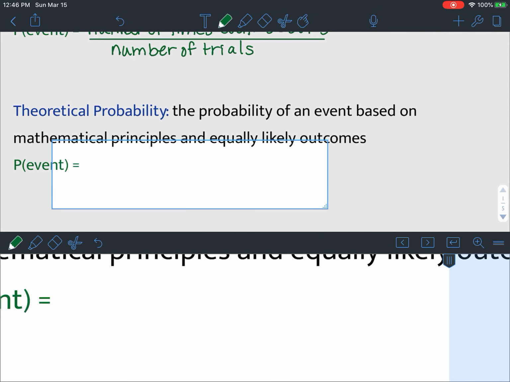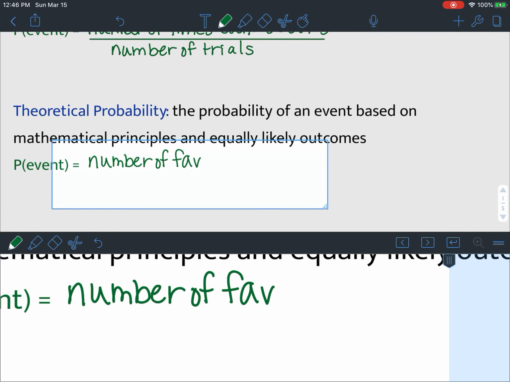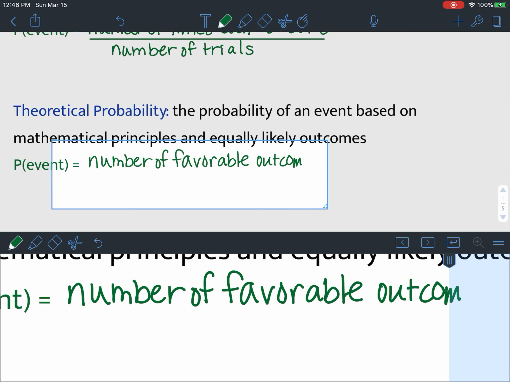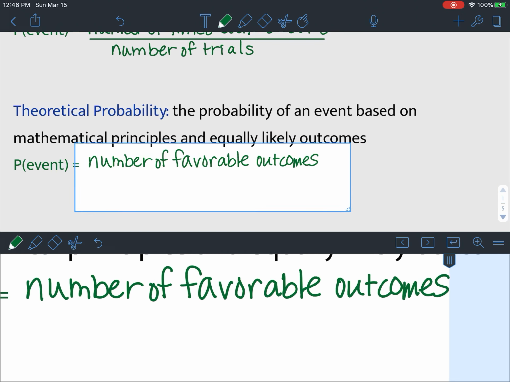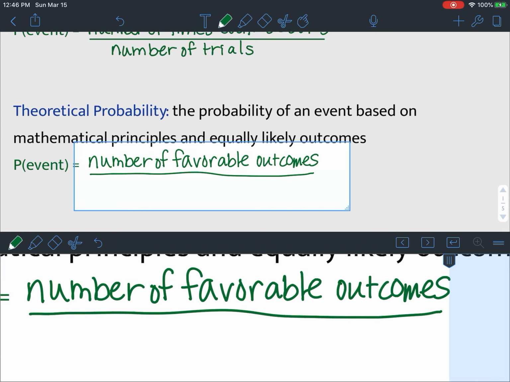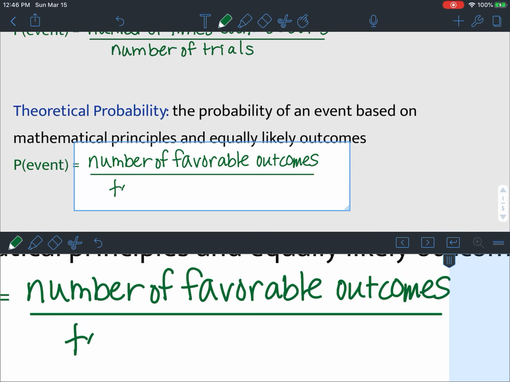Theoretical probability is found by the number of what's called favorable outcomes divided by the total number of outcomes.